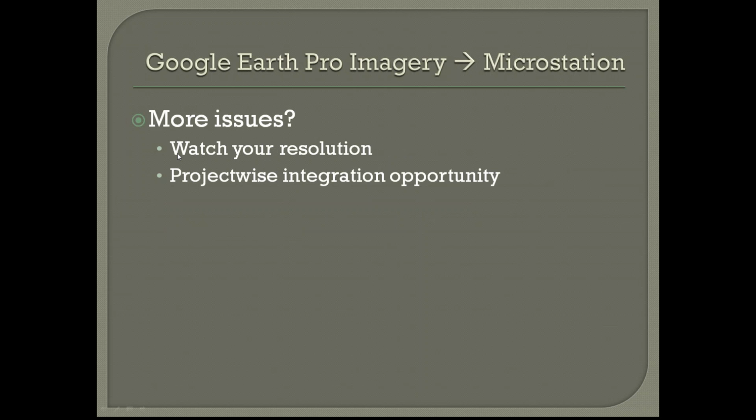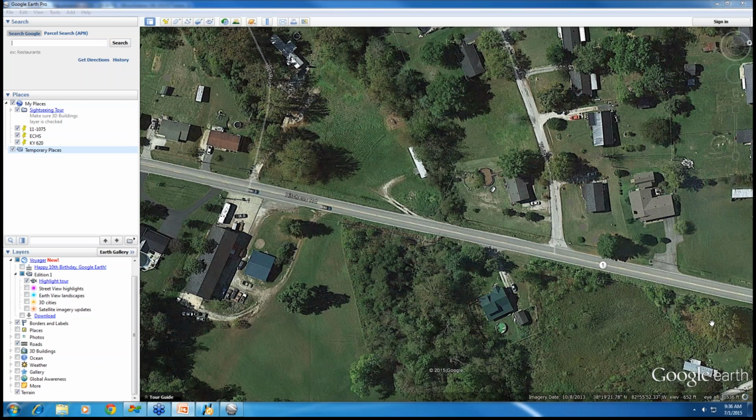But if you zoom in to where your screen's only 100 feet wide, then you only have one picture that's 100 feet wide, and it'll be the maximum resolution, but you'll have 50 pictures to do a mile-long project or something. So you sort of have to find that balance between how good a resolution you want versus file size and that kind of stuff. Also, there is a ProjectWise integration opportunity. I like to call things opportunities instead of problems, but there's a workaround for that too. So let's jump in and show you the process for this.